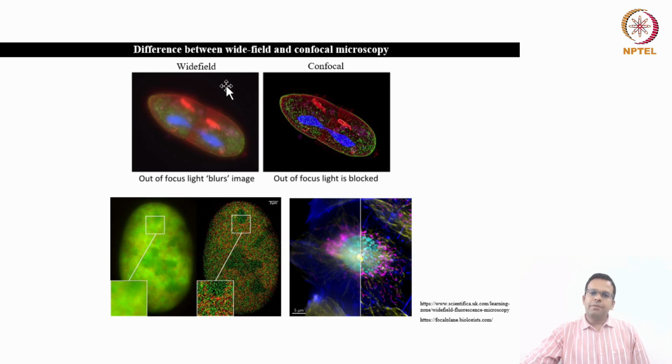So why does this wide field image look a little blurry compared to the confocal image? Because the wide field microscope collects the out of focus light, which blurs the image. We will shortly understand what out of focus light is, but here because of the out of focus light, the image is blurred, whereas in the confocal microscope, the out of focus light is removed, and because of that you can see the structures more precisely in the image.